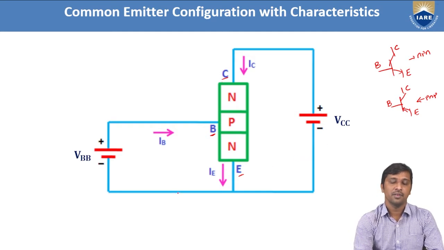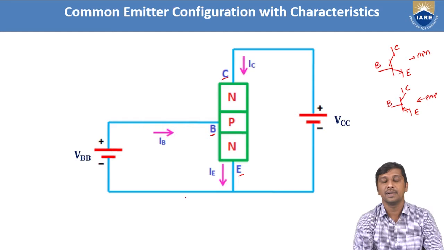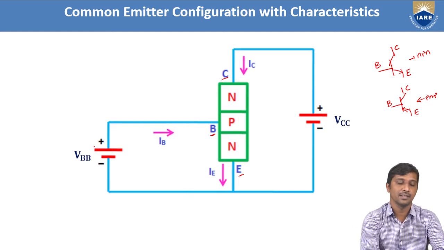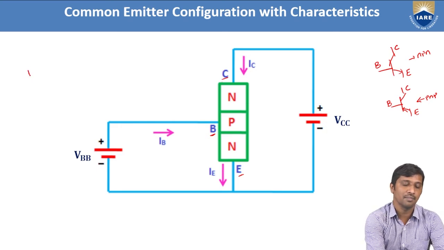Now, how do we make these biasing configurations? To make these biasing configurations, we need to satisfy the transistor definition. If you observe the transistor definition, we know that it transfers a signal from a low resistance input circuit to a high resistance output circuit.